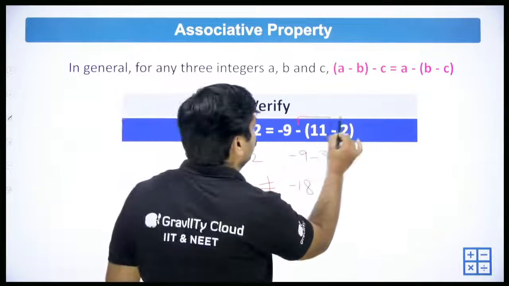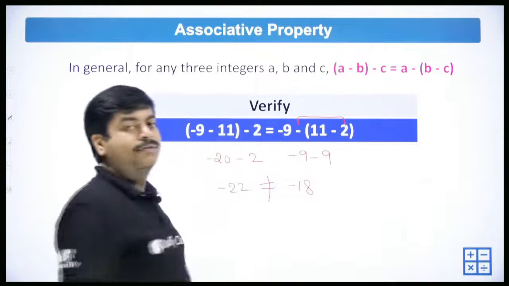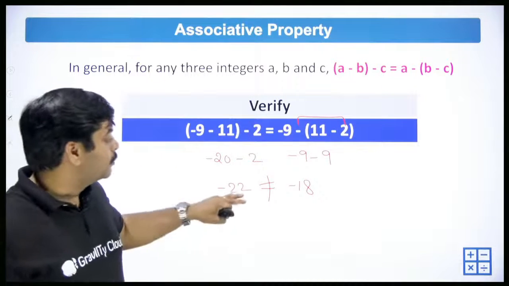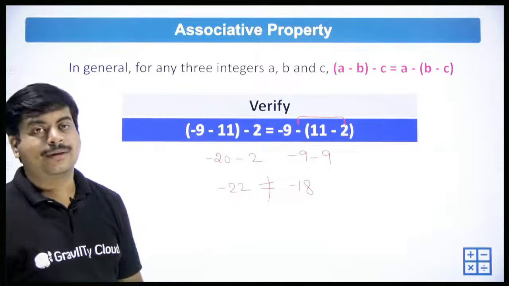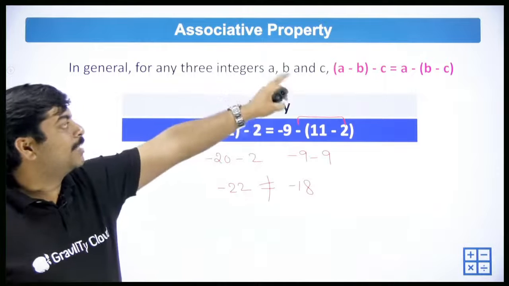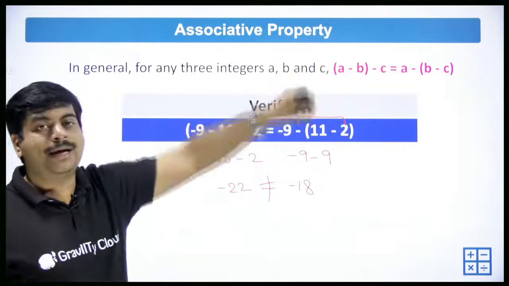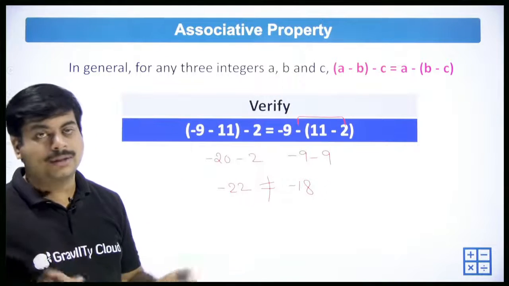Minus of minus 2 will give you plus 2, and that is the difference. That is the way we are getting minus 22 here and minus 18 here. So we can say that these two are not the same: A minus B minus C and A minus B minus C. These two are not the same, right?